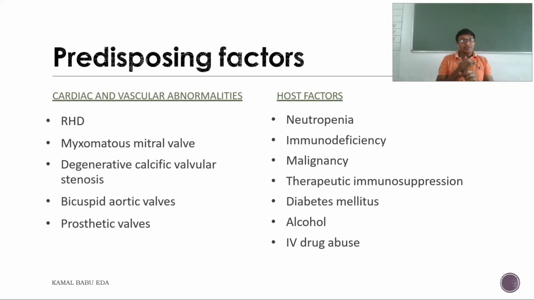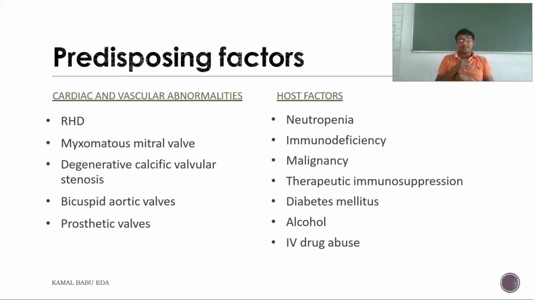Next we have myxomatous mitral valve, and then degenerative calcific valvular stenosis. Whenever the valve becomes stenosed because of calcification, you can observe this disease. Also bicuspid aortic valves as well as prosthetic valves. These prosthetic valves are nothing but mechanical valves.